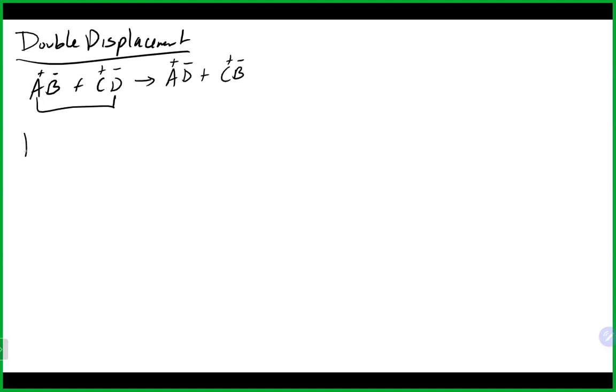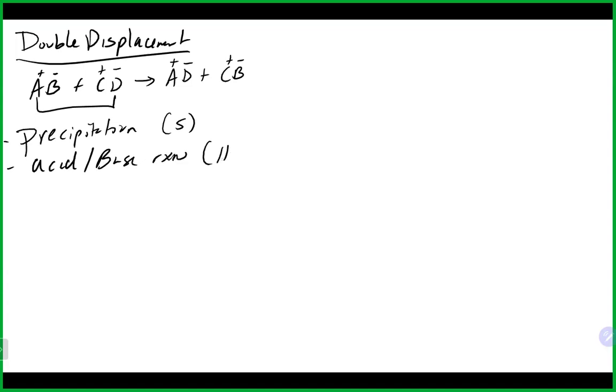And this has a more specific classification of a precipitation reaction, which means you make a solid or a precipitate, and also has an acid-base reaction, which basically means you're going to make water. So under the big umbrella double displacement, you got acid-base reactions and precipitation reactions, which are more specific classifications. And under the big umbrella of redox, where you have electrons being transferred, you have all the rest of the reactions.